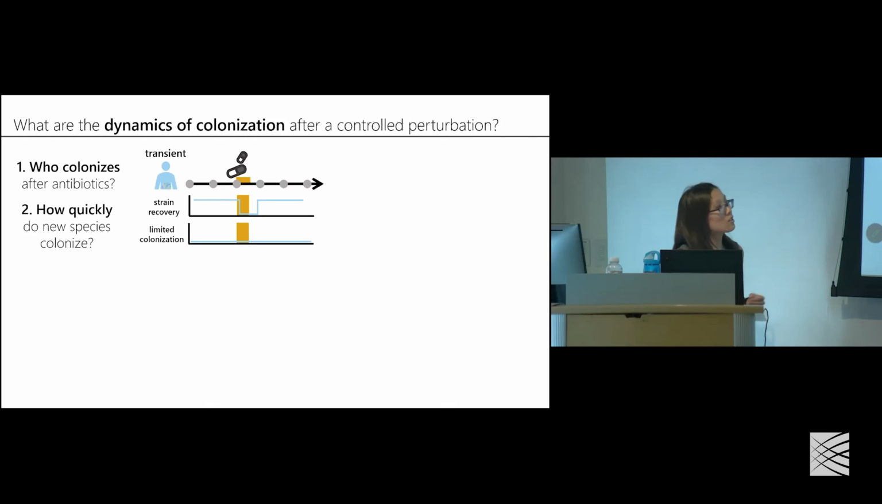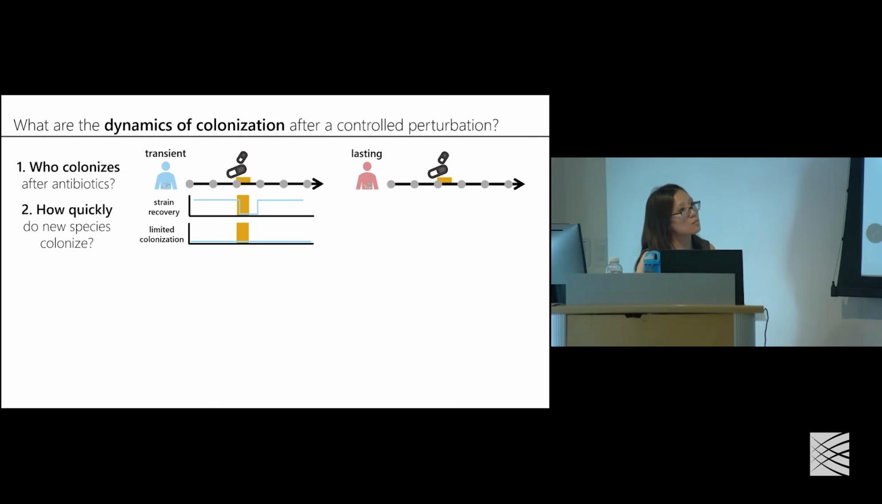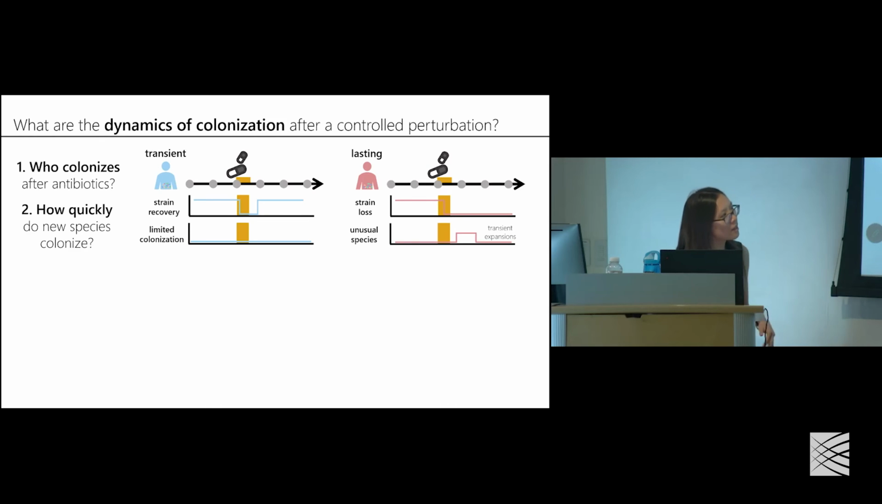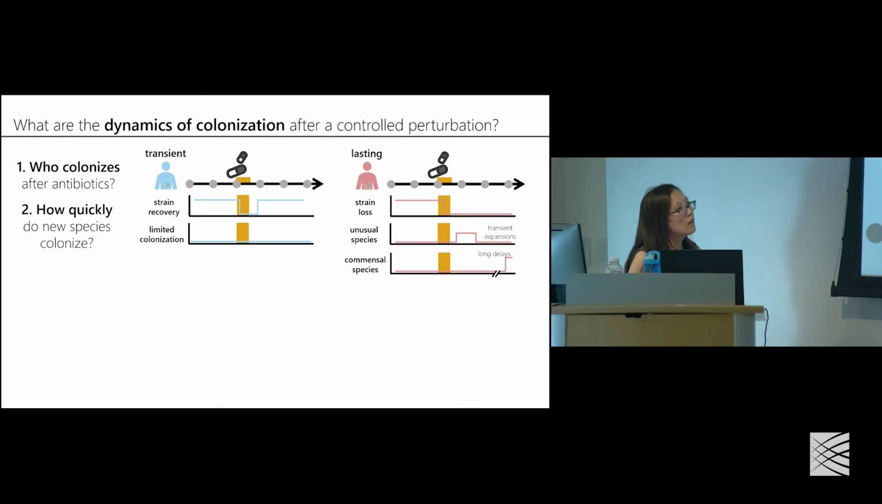And so altogether, to sum up that part of the talk, we see that in these subjects with lasting antibiotic responses, we see extensive strain losses and transient expansions of unusual species, which again may be due to transient low biomass, as well as the colonization of new commensals, but typically only after very long delays. I think that this evidence suggests that even when niches are available after a major disruption, there are still more ecological barriers that limit the pace of colonization.